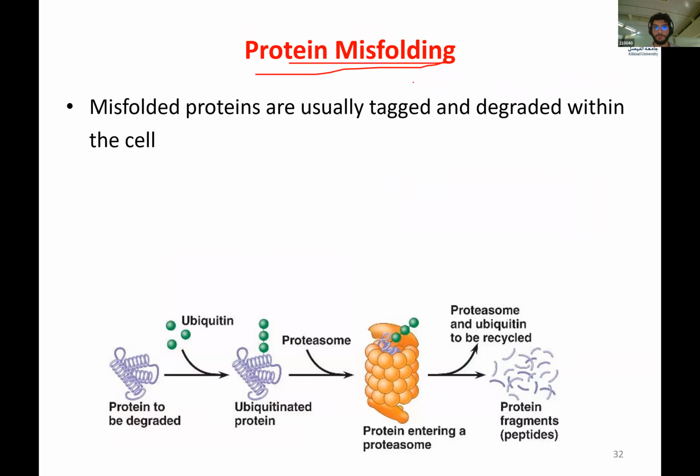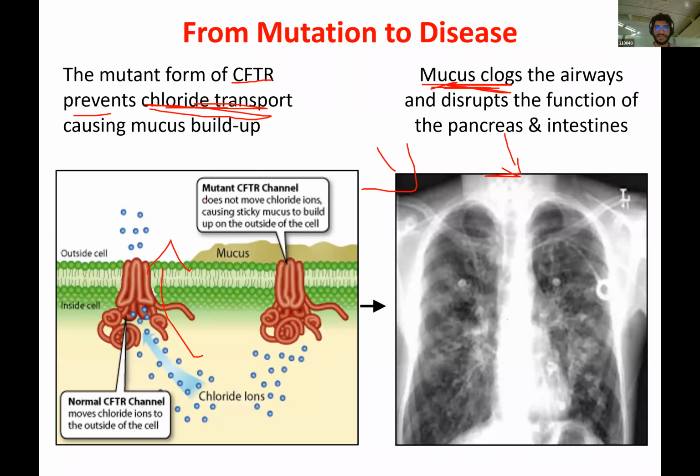Now we can discuss protein misfolding. Technically, this is a protein misfold, but it's a very specific one. It just prevents the channel from opening. The protein looks very similar to what it should be, but it compromises its function.